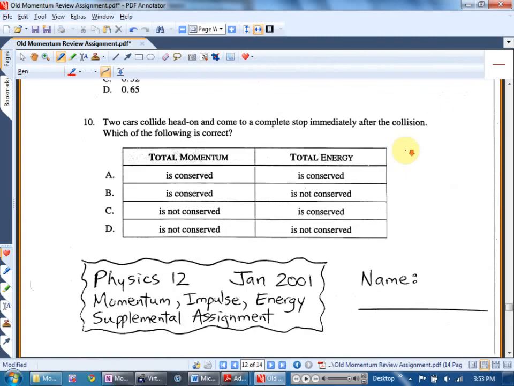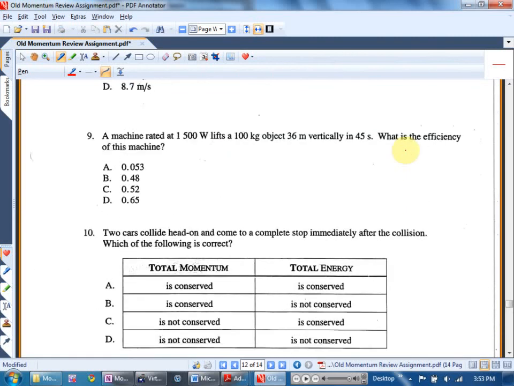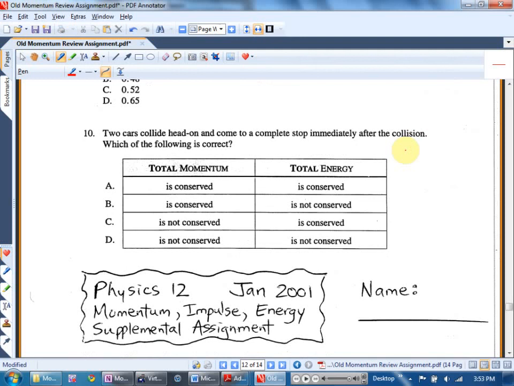Oh, here, number 10. Two cars collide head-on and come to a complete stop immediately after the collision. Which of the following is correct? Total momentum. Conserved or not conserved? Always. Total energy. Always. Kinetic energy. Not always. And in this case, can't be. Because what's the final kinetic energy? 0. What was my initial? Not 0, otherwise you can't have a car accident. Okay? Anyways, the answer here, A.